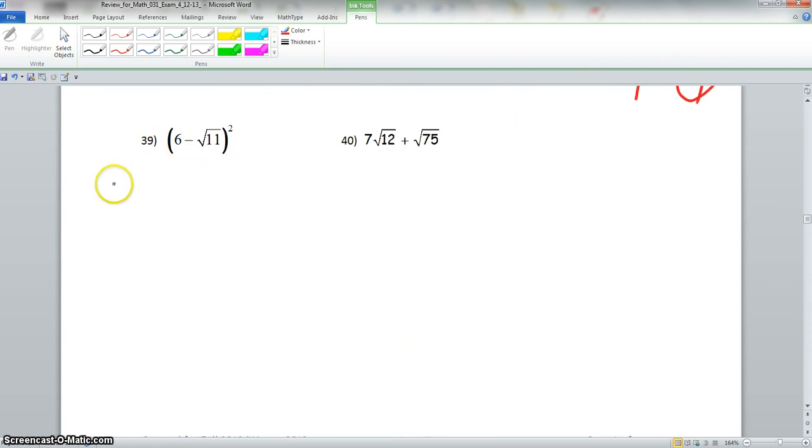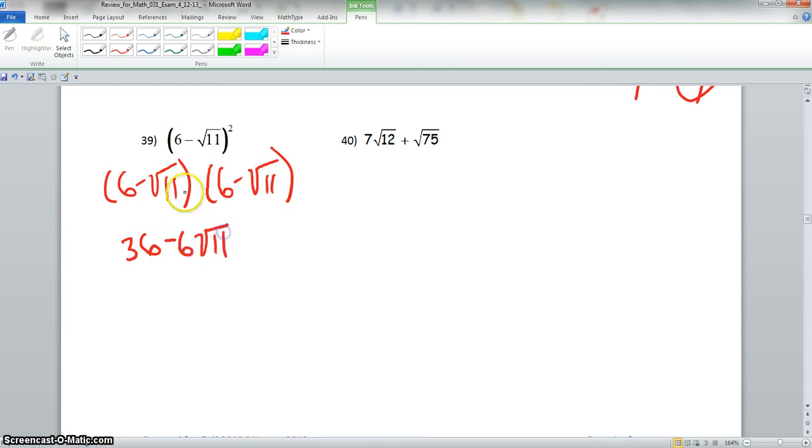Now we go to problem 39. We would take 6 minus the square root of 11 times 6 minus the square root of 11. 6 times 6 is 36. 6 times the negative square root of 11 is a negative 6 square root of 11. Negative square root of 11 times 6 is a negative 6 square root of 11. A negative times a negative is positive. The square root of 11 times the square root of 11 is the square root of 121.